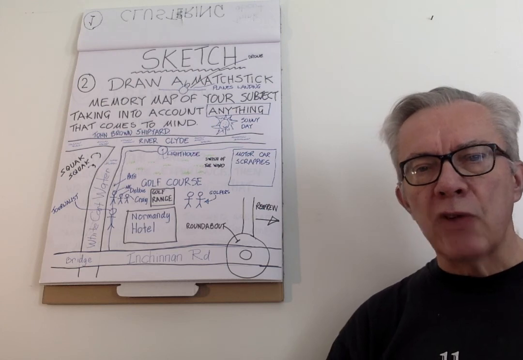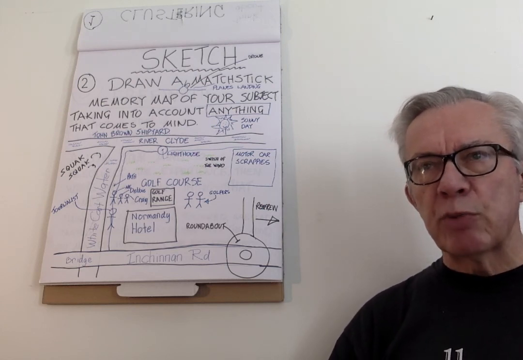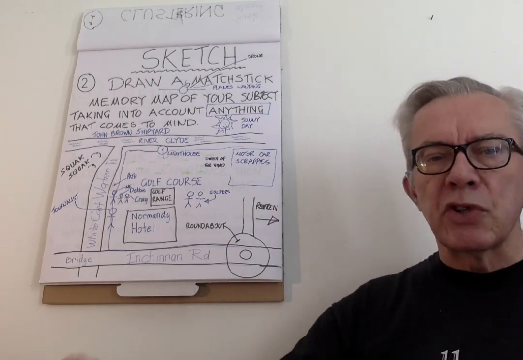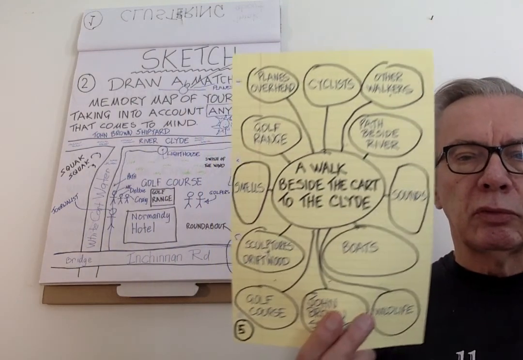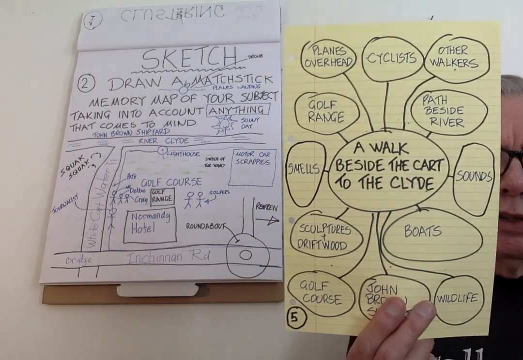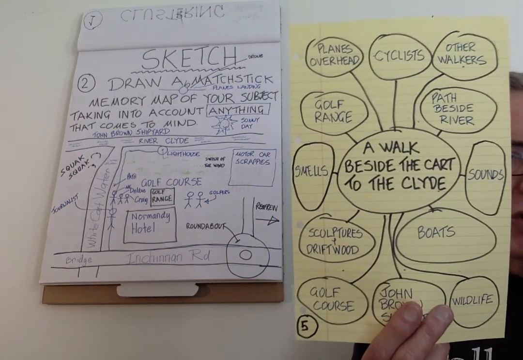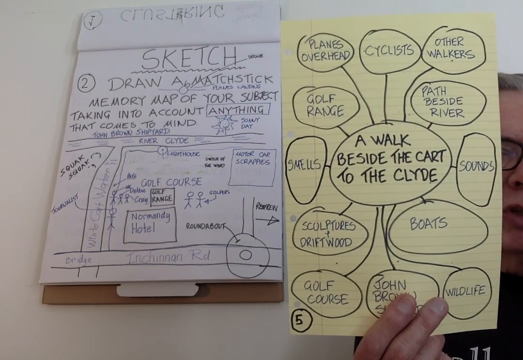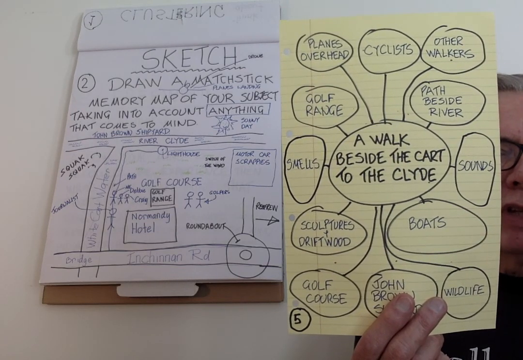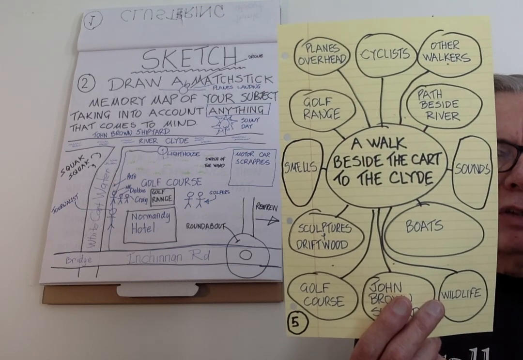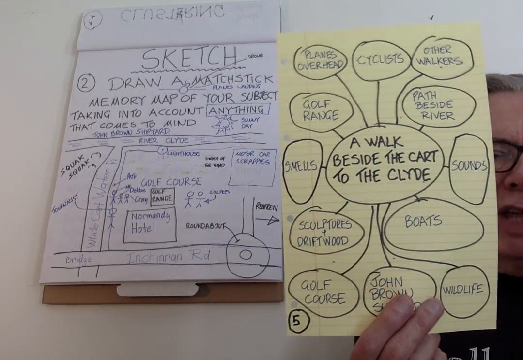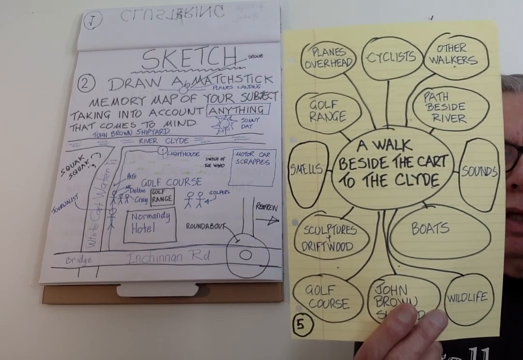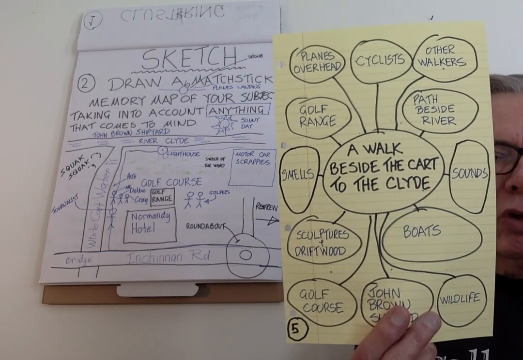So, as I say in the best programs, I've got one I prepared earlier here, and this is a sketch of this cluster. This is a cluster we did at the end of the last session, and it shows you the subject, which was a walk beside the River Cart to the River Clyde, and the various elements that I had jotted down that came to my mind and the thought bubbles round about the central cluster.